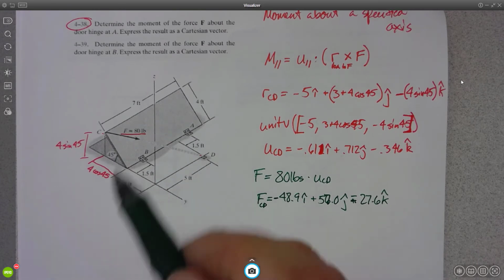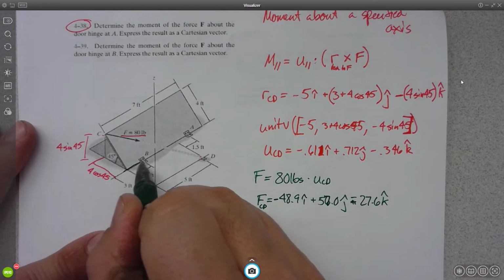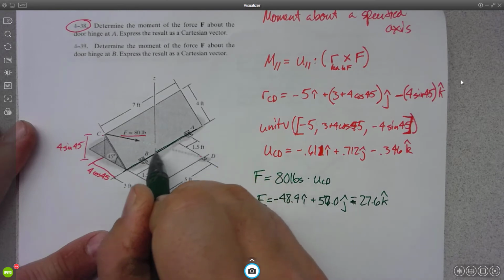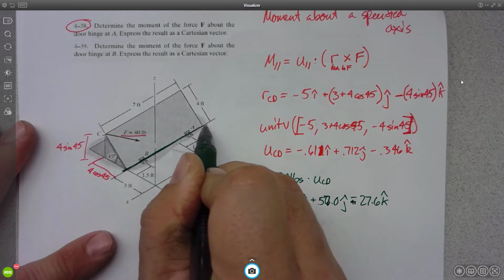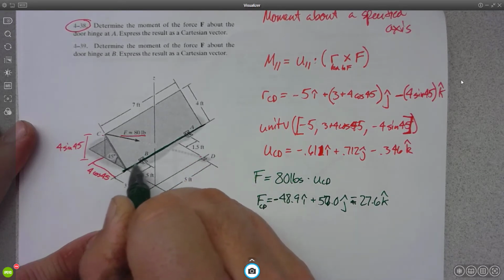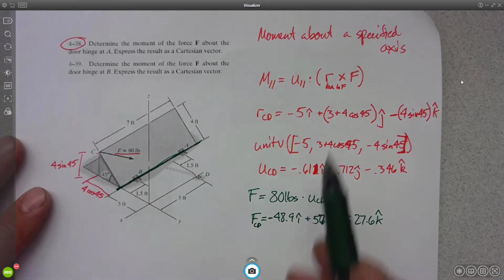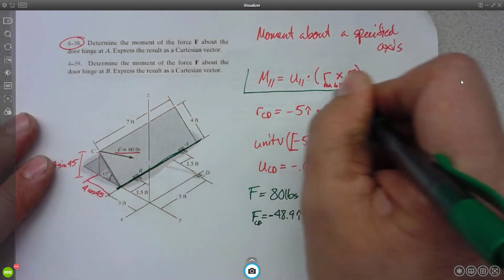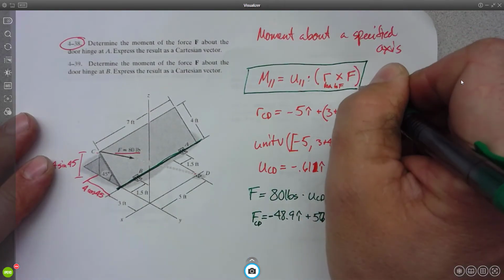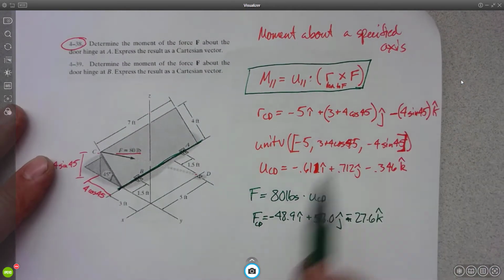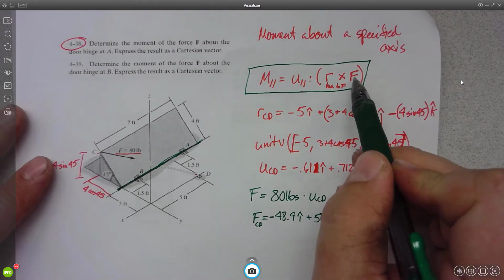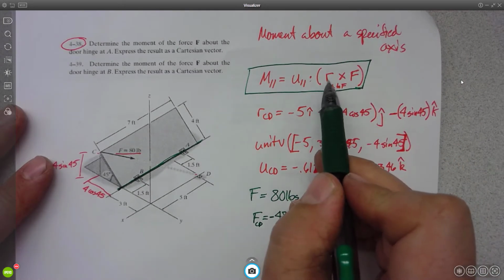We're asked to find the moment that it causes about the axis that runs through the hinges at AB. So if we go back to where we started, man, my page is looking Christmassy here. Right, this is where we started. We just found F_CD. That's the F here. Now let's figure out what the r is that we need to do the cross product with.